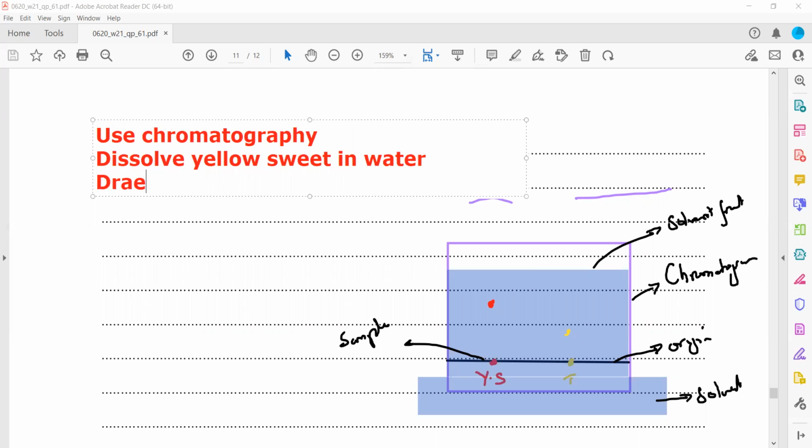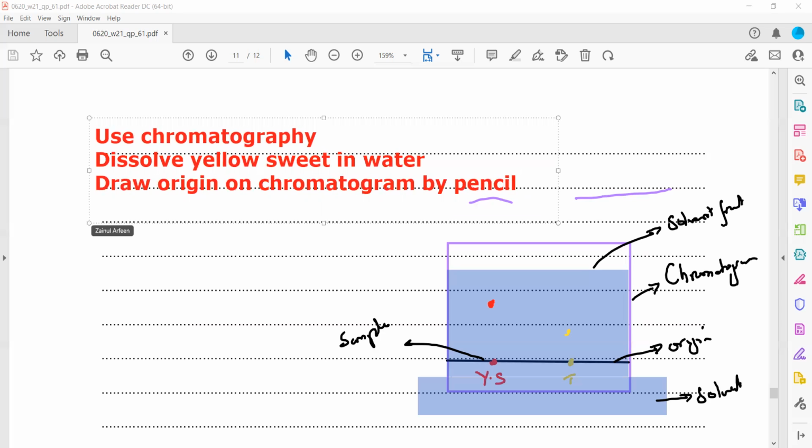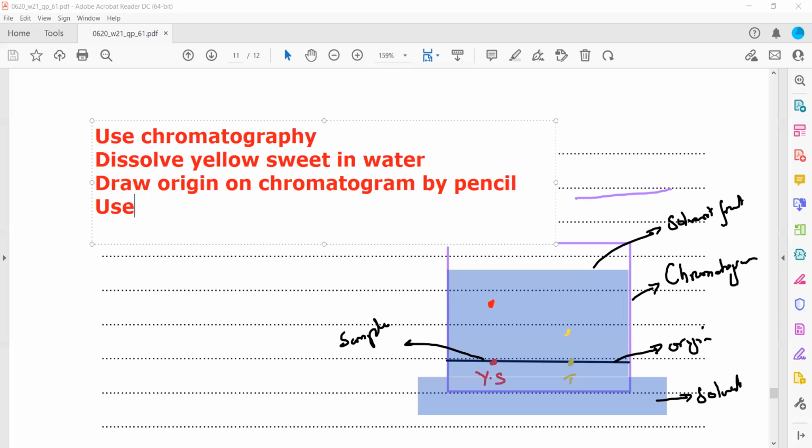Then we will draw the origin on the chromatogram by pencil. We never use pen or ink. The reason is that ink will also dissolve in water, so it won't be suitable. So we'll draw the origin on the chromatogram using pencil. Then using a dropper, or a teat pipette, we'll place a sample of sweet and tartrazine on the origin.